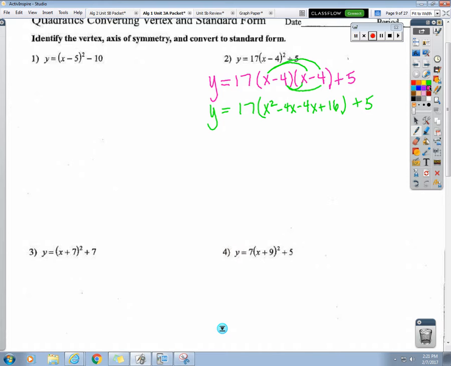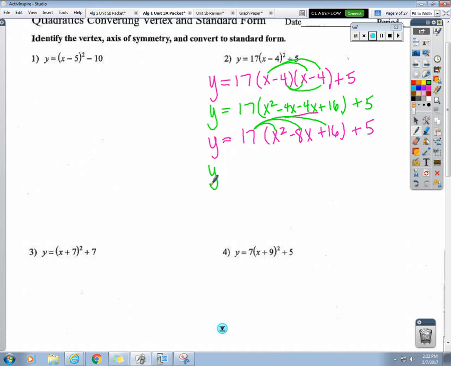Okay, then in the next step, I'm still not going to mess with the 17 or the plus 5 because I'm not done with this. Why am I not done with this? I can combine these like terms, and this will become x squared minus 8x plus 16. Now that I have simplified that part as much as I can, now I'm ready to distribute the 17 to everything.